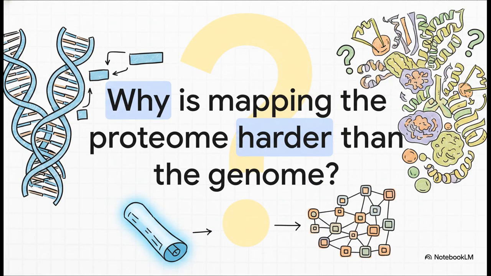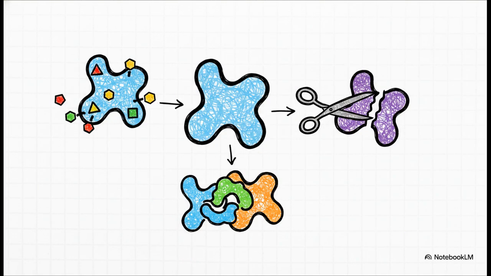And this poses a huge, huge question for biological engineers. Why on earth is mapping the proteome so much harder than mapping the genome? I mean, if we have the source code, shouldn't we easily know what the output's going to be? Well, it turns out just having the DNA blueprint isn't nearly enough to understand how a cell is actually functioning in real time. The real answer lies in the dynamic modifications that happen after the code is read.